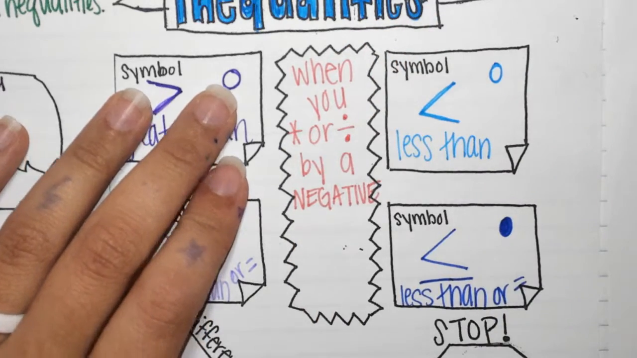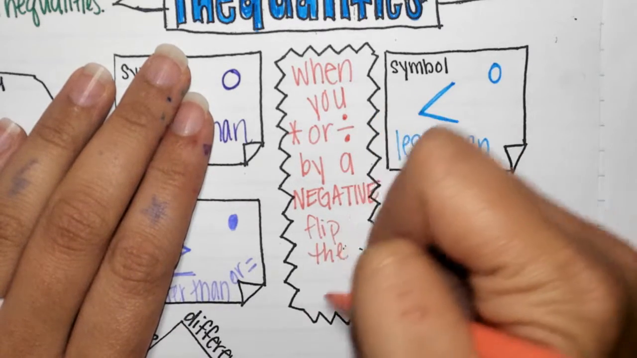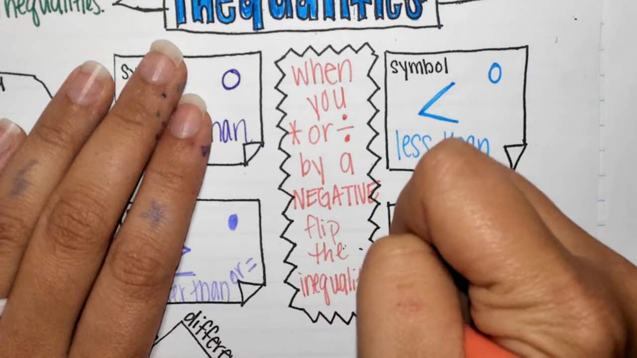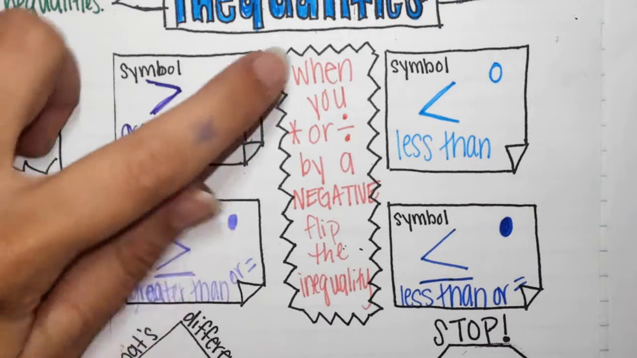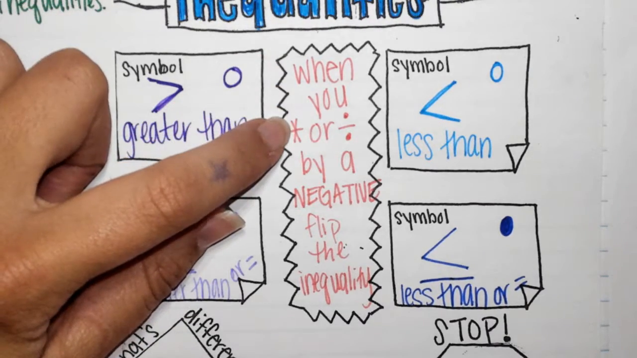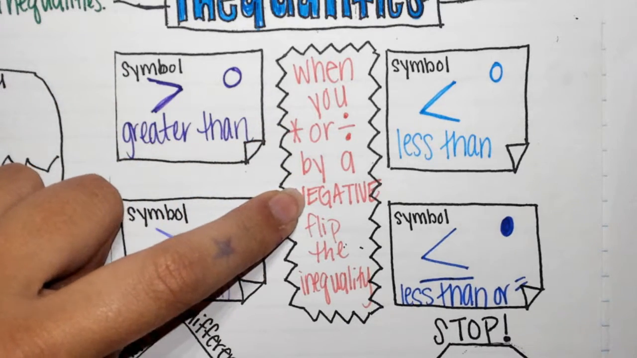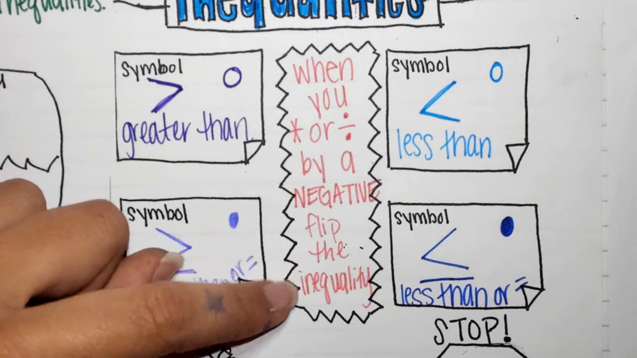All right, when you multiply or divide by a negative, flip the inequality. I say what I write. When you multiply or divide by a negative, do you have that down? Yes. Flip the inequality.